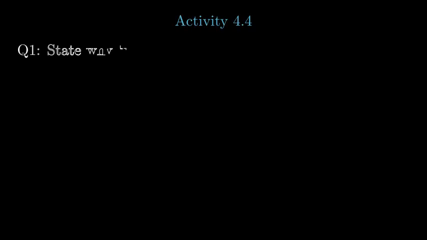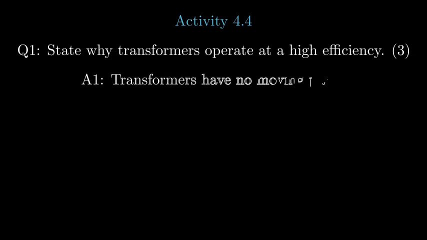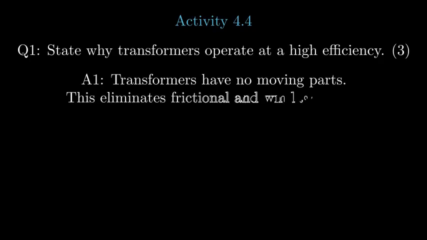Question 1 asks why transformers operate at a high efficiency. We discussed this at the beginning of the video. The answer, worth 3 marks, is that transformers have no moving parts. This eliminates frictional and windage losses, which are major energy losses in other electrical machines.